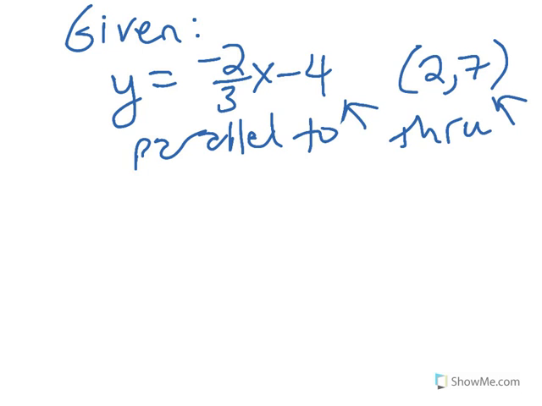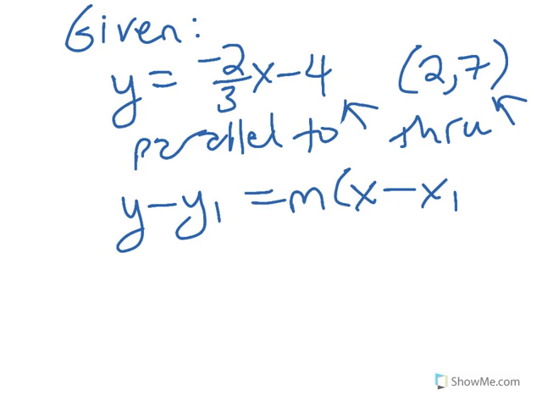The ideal equation of a line to use for this kind of problem is the point-slope form. Go ahead and write that down now. Y minus y1 equals the slope times the quantity x minus x1. This is the point-slope form of a line.